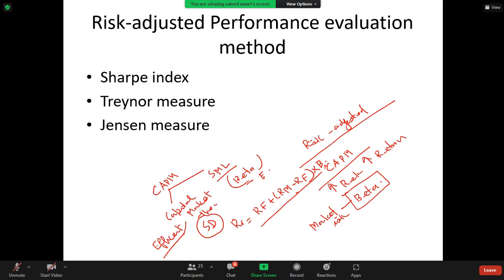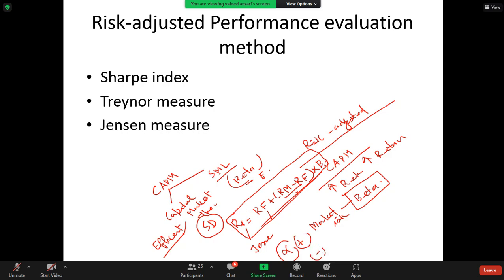And this equation, which I have just written here, forms the basis of what we call the alpha, that is Jensen's measure. For example, the return on any security is equal to the risk-free rate plus the risk premium, the return on market minus the risk-free rate without any risk, multiplied by the amount of risk. So if a security is providing a higher return than this, it means that it is generating a positive alpha. If it is providing a lower return, then it is negative alpha.